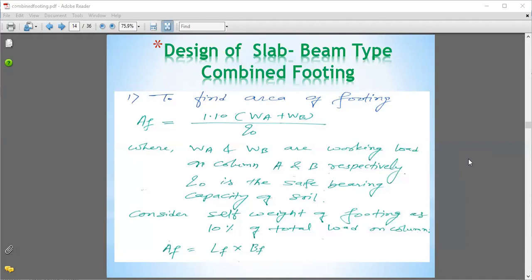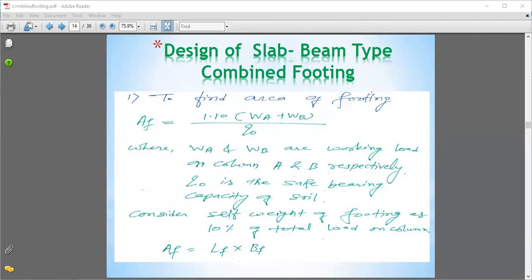Okay, design of slab beam type combined footing. Slab beam type means a combined footing: one footing is there and on the same footing the columns are raised, so it is known as a slab beam. Slab type of the footing is there, and beam type is nothing but a combined footing. On that slab beam portion the columns are raised. Okay, we'll move towards step 1.